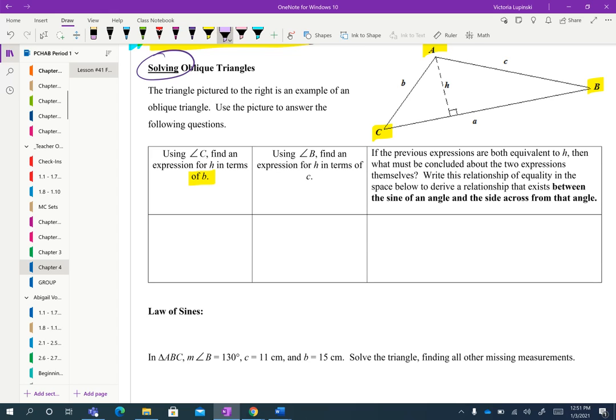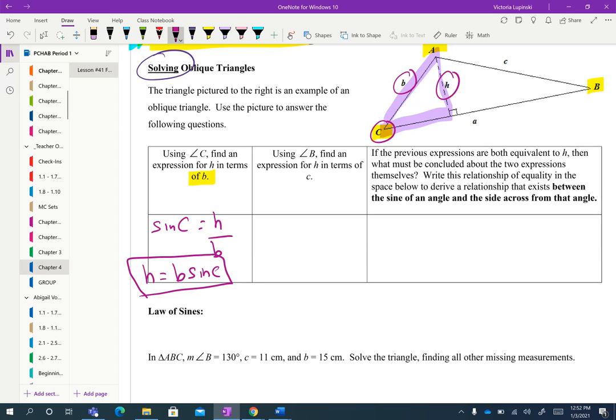So if we're going to go ahead and do that, we're going to be looking here at this triangle, and we're going to be trying to find angle C and find an expression for H in terms of B. So that means that we're going to want to connect C, B, and H. So again, the way that we would do that is by using the sine. So we can say that the sine of C would be equal to H over B. We want to solve it for H. So H is equal to B sine C. Let's keep that in our back pocket and just make sure that looks like a C, not an E.